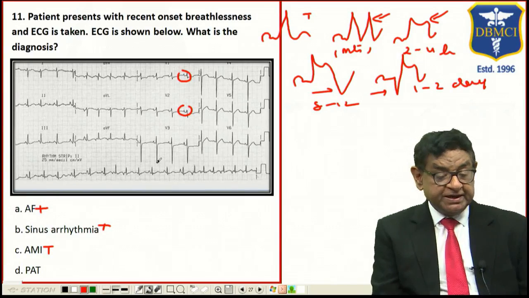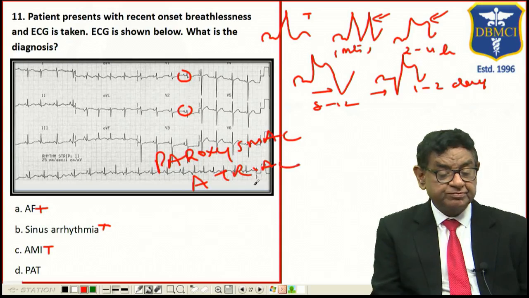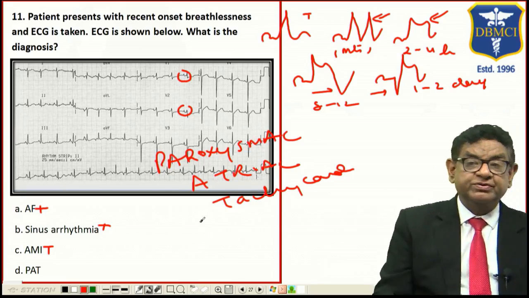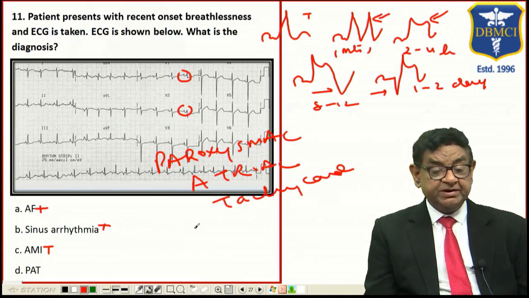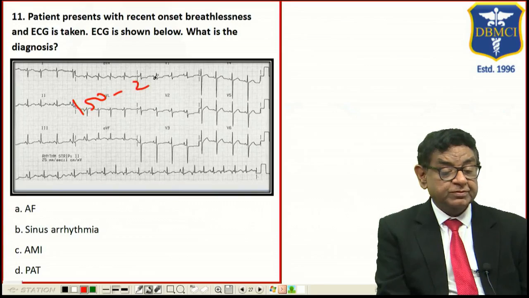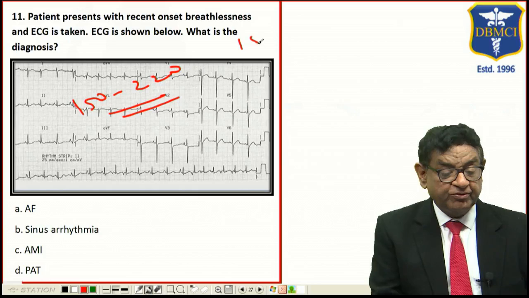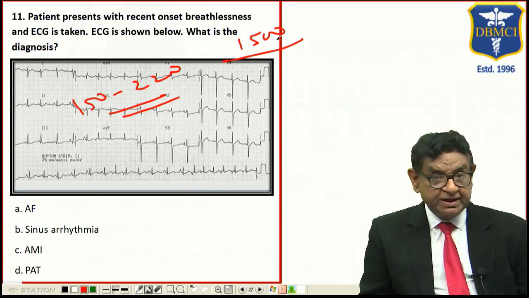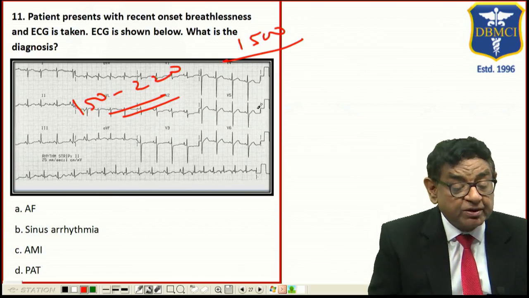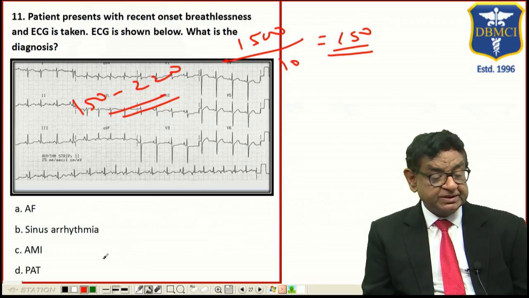PAT is paroxysmal atrial tachycardia, which is usually of sudden onset. And in this case, the atrial discharge rate is in the range of 150 to 225, usually 150 to 200, 220 or 230 is the atrial rate. Now in this case, let's calculate the heart rate. How do we calculate heart rate? 1500 divided by the number of small squares between 2 R waves. In this case, we are getting 10 small squares. 150 is the heart rate. Hence, the best answer to this question is PAT.